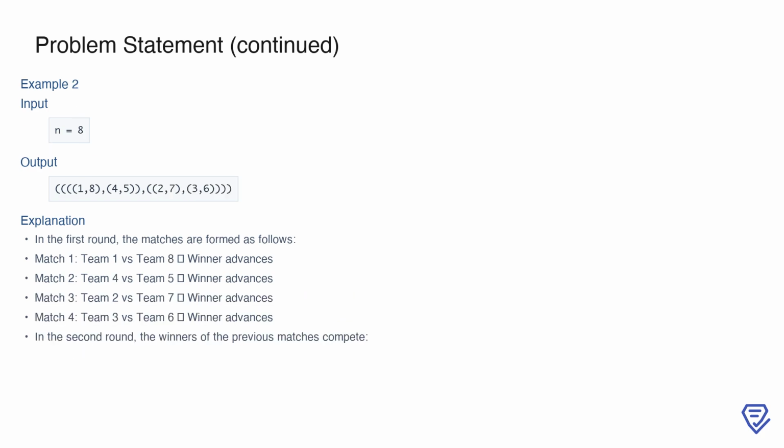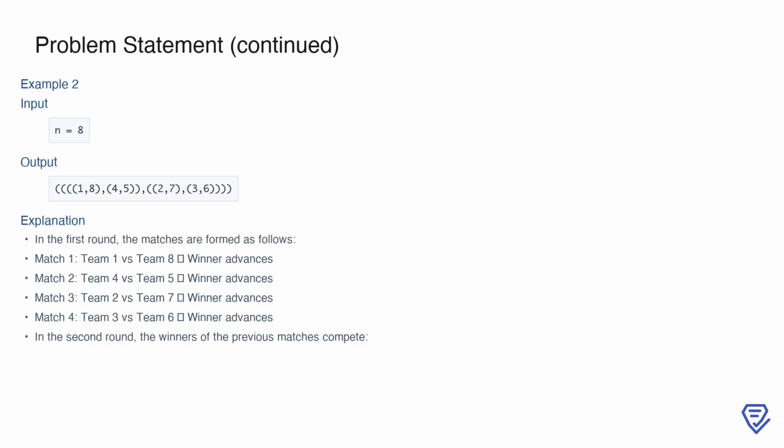Now, consider a larger example where n is 8. In the first round, there are 4 matches: Team 1 faces Team 8, Team 4 faces Team 5, Team 2 faces Team 7, and Team 3 faces Team 6. Each match produces a winner, and these winners advance to the second round. In the second round, the winners from the first round are paired in new matches. For example, the winners of Match 1 and Match 2 compete, and the winners of Match 3 and Match 4 compete. This process continues in a hierarchical fashion until the final round, where the last 2 winners face off to determine the overall champion.